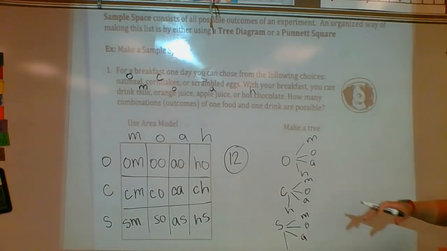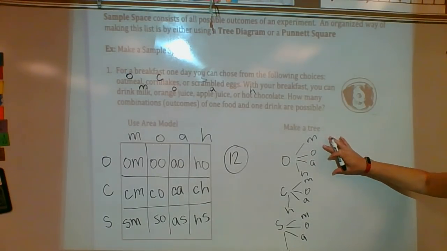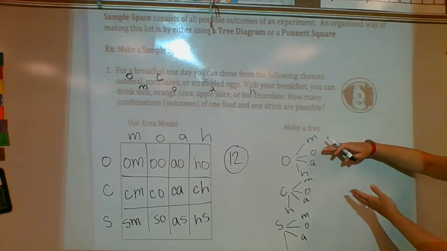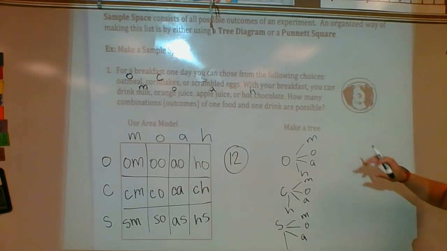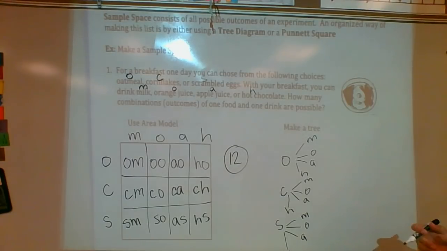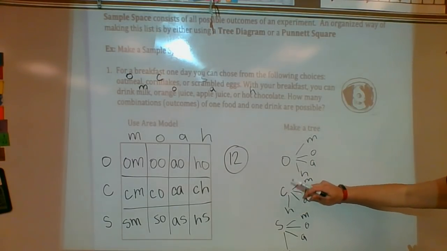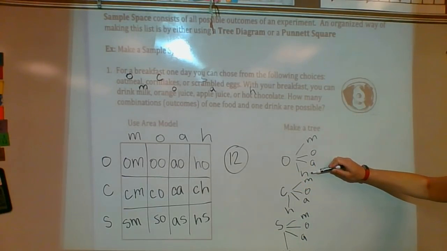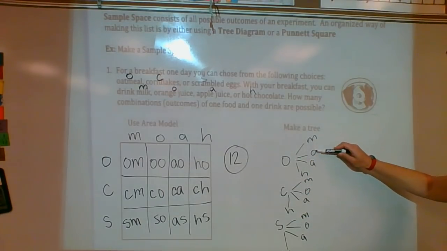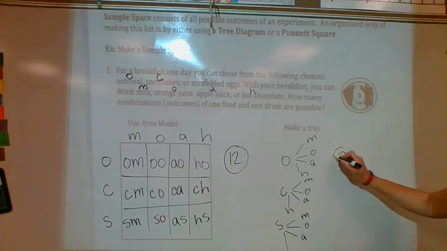As you're writing those, make sure you give yourself enough space. If you had more than just 4 options, say you had 5 or 6, I need to give myself a bigger room for my branch. If I was to do another event after this, I would need to give myself even more space because each of these would have a branch coming off of them as well. Since we only had 2 different events though, I had my oatmeal, cornflakes, scrambled eggs, matching that with milk, orange juice, apple juice, hot chocolate. I have my 3 branches, each of them have 4. So 3 times 4, again, gives me 12 possible outcomes. Go ahead and pause that if you need more time to write that down.